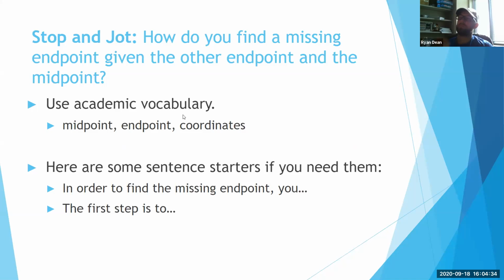Okay, now stop and jot. This is in your notebook. The question is, how do you find a missing endpoint given the other endpoint and the midpoint? So what we just did, stop and jot and write that into your notebook. We've got some vocabulary words that you would need to use, as well as sentence starters to help you get going.